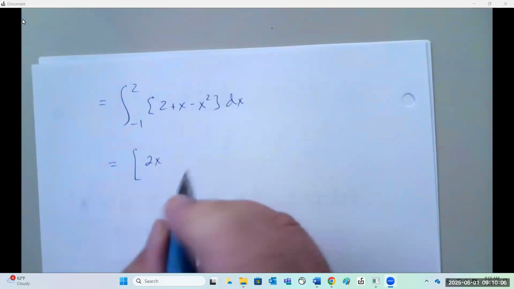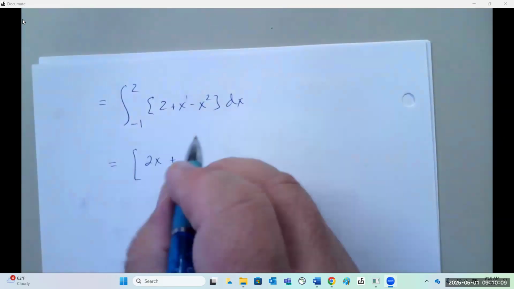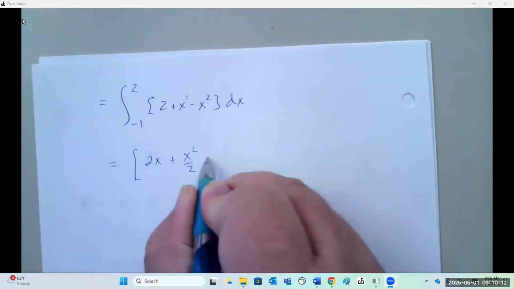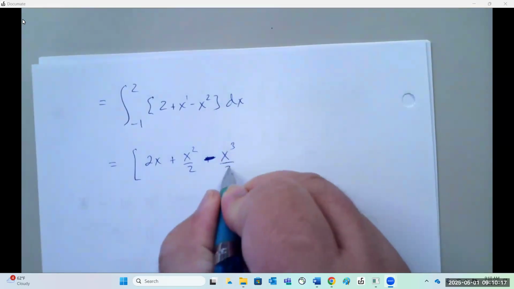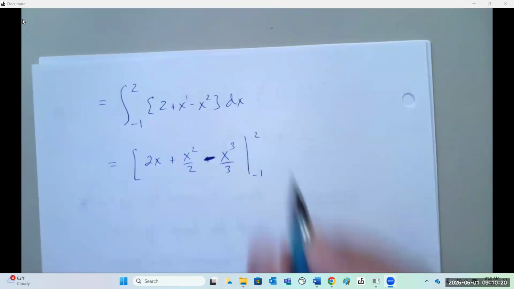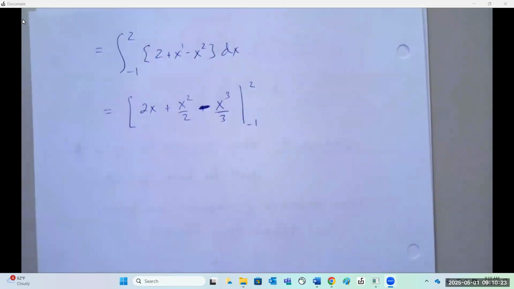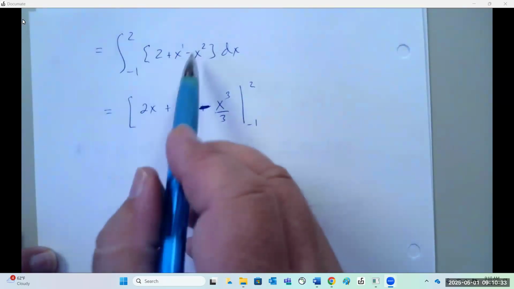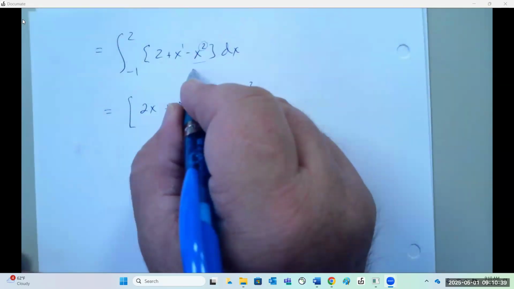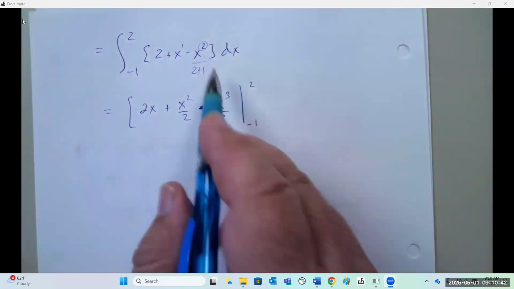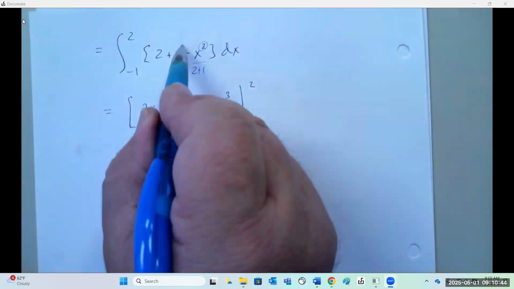Integral of 2 is 2x. Integral of x to the power 1 is x squared over 2. Minus, integral of x squared is x cubed over 3. Do they make sense? Everybody follow those so far? Are you sure? Because this is very important. If you can't do this just now, then you have a lot of work. All we're doing is, whatever the exponent on top is, add 1 and put it on the bottom. So x squared becomes x cubed over 3. X to the first, x squared over 2.